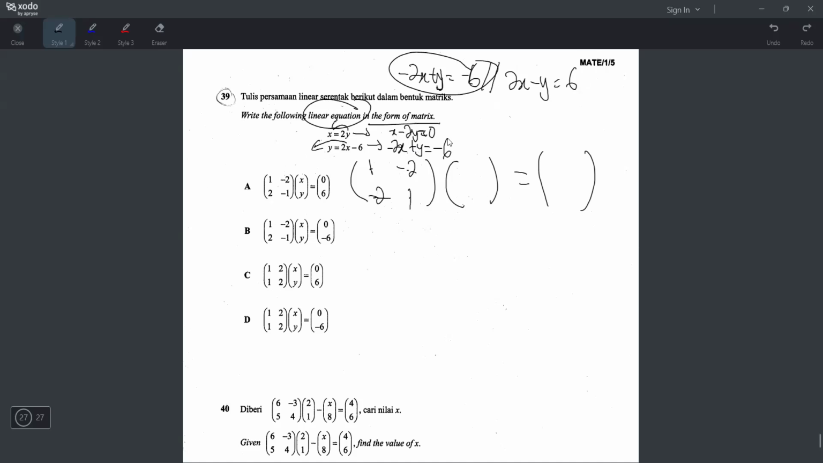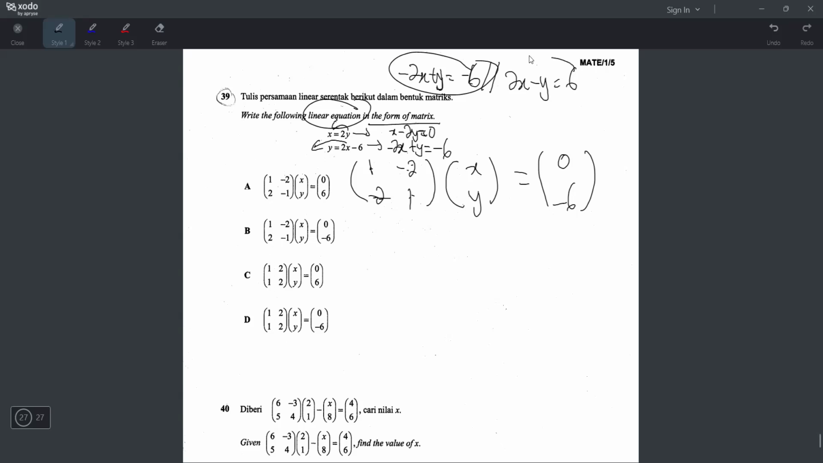And then the second bracket, you need to put in the xy. Alright, so x here, y here. And then for this bracket, you put in the answer 0, negative 6. So now let's look at A, B, C, D. Is there an answer? No answer. Right? None of them match, because this one is 1, negative 2, negative 2, 1. This one not same. This one also not same. This one not same. Yeah, all different, right?